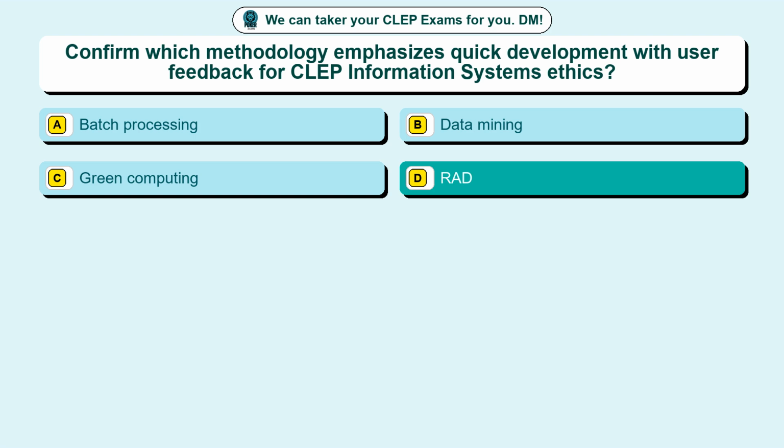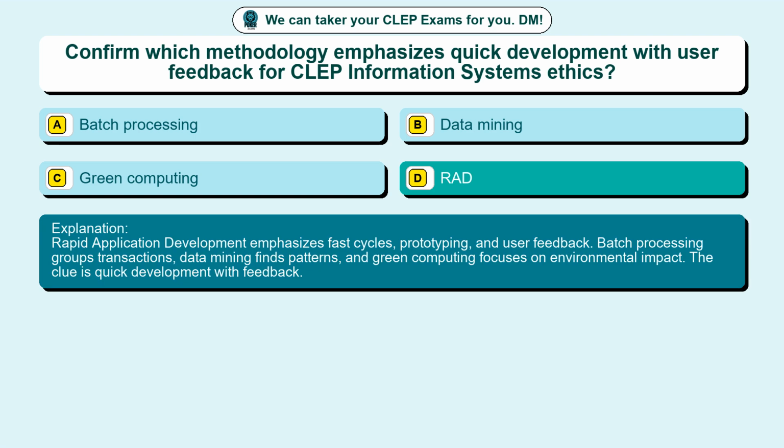RAD. Rapid application development emphasizes fast cycles, prototyping, and user feedback. Batch processing groups transactions, data mining finds patterns, and green computing focuses on environmental impact. The clue is quick development with feedback.